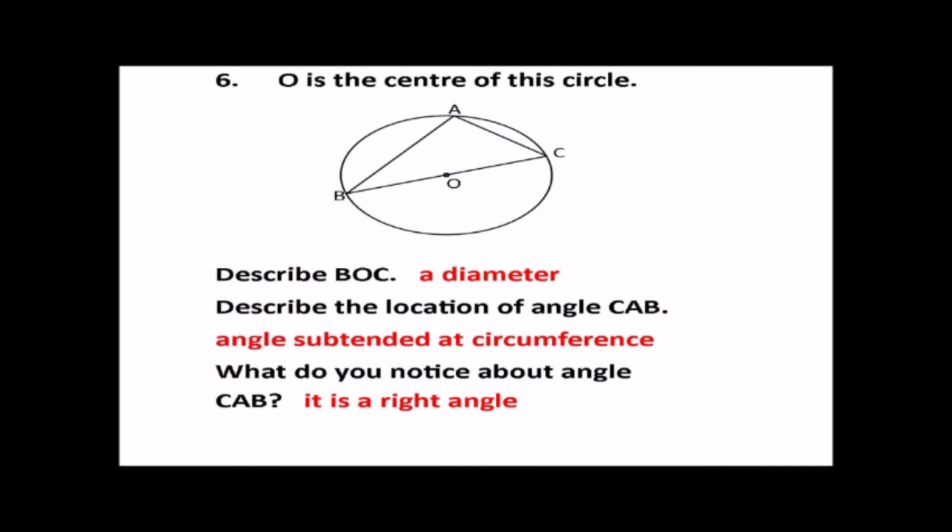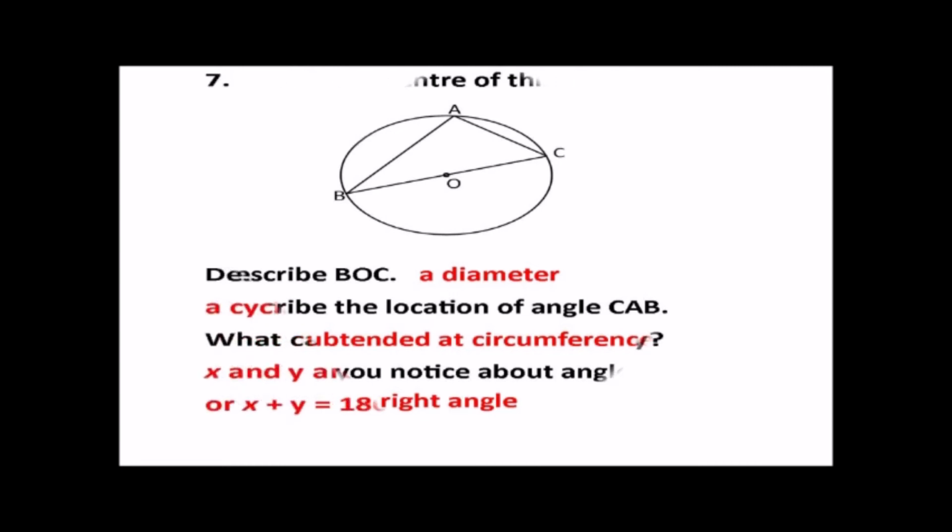Number 6. O is the center of the circle. BOC is the diameter. It runs through the center. And then angle CAB is the angle subtended at the circumference. What do you notice about angle CAB? Yes, it's a right angle. It's equal to 90 degrees. So the angle subtended by a diameter is always 90 degrees, or from a half circle, the angle subtended is 90 degrees.